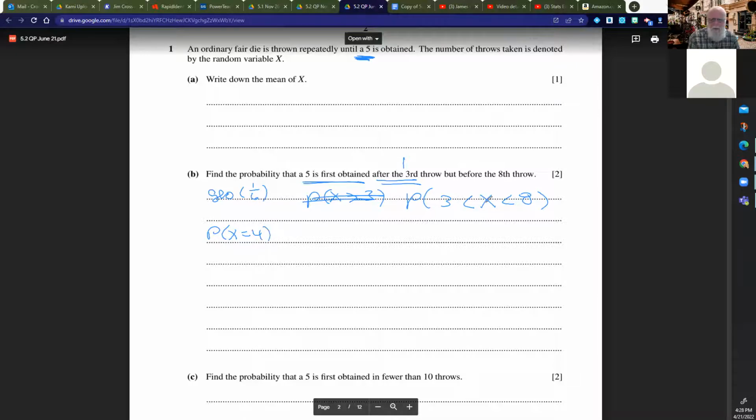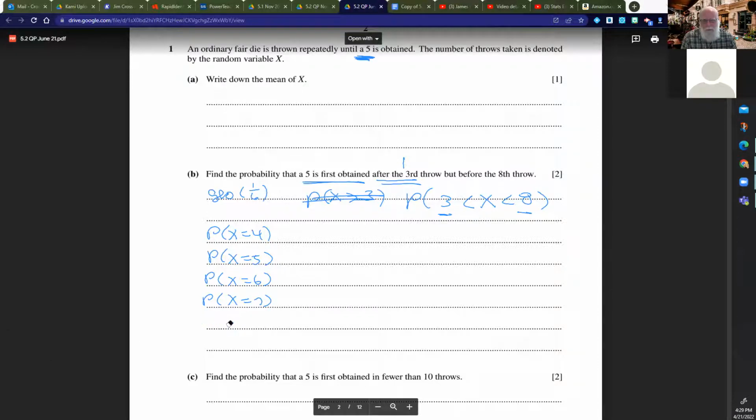Okay. Now, what's the next number after 4? 5. I want to find the probability that X is equal to 5. What else is after 5? 6. What else is after 6? 7. Now, do I want to find the probability that X is equal to 8? No. Because I don't want to go that far, do I? I want to know the probability of it being a number between 3 and 8. Yeah? All right. So we're going to do these, again, separately.